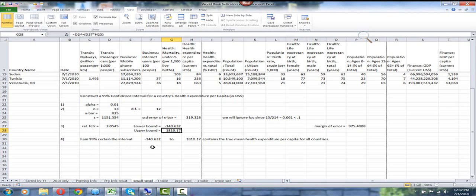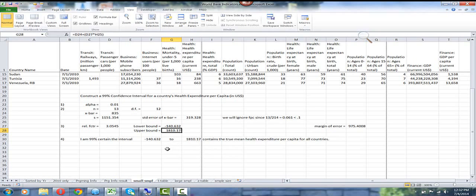Now, you might see this number here and think, wow, you can't have negative expenditures. So if you wanted to, you could put 0 there. I just went ahead and used the numbers that were found here, but for this particular example, it would be certainly okay to put 0 there, since it would make more sense actually.